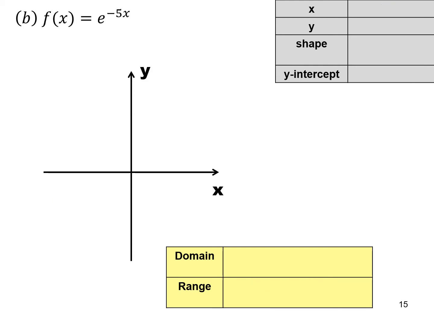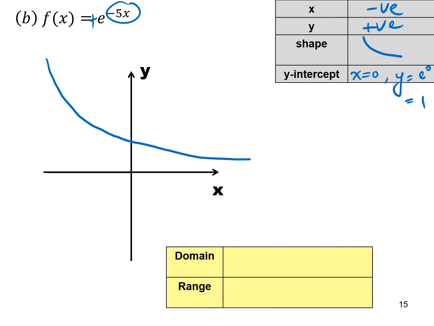Alright, next example, f(x) equals e to the power of negative 5x. This is negative, this is positive, and the shape is x negative, y positive, so like this. Y-intercept at 0, y equals e to the power 0, which is 1. So the graph is like this. This is 1. So negative infinity, infinity for the domain, and the range is 0 to infinity.